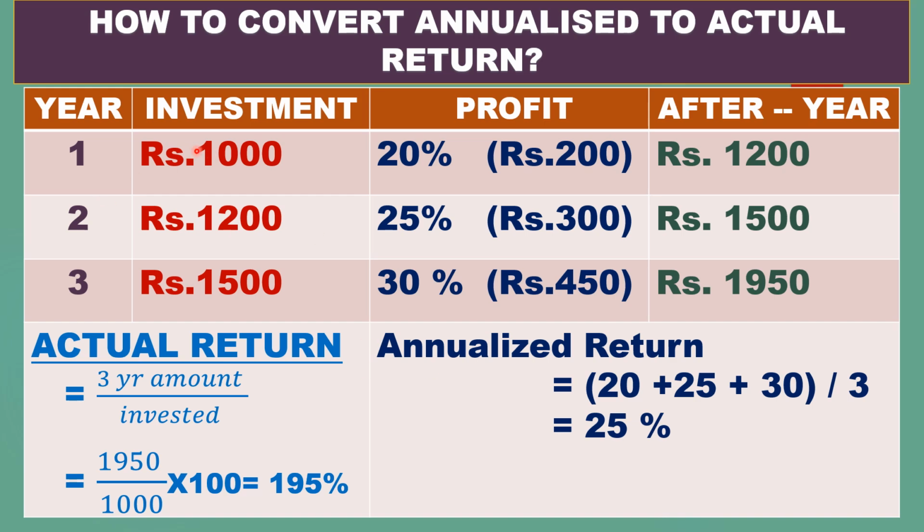Now how do you calculate the actual return? This is the invested amount, and this is the final amount you get. 1950 into 100, that is 195, that is, almost your investment is doubled in 3 years.